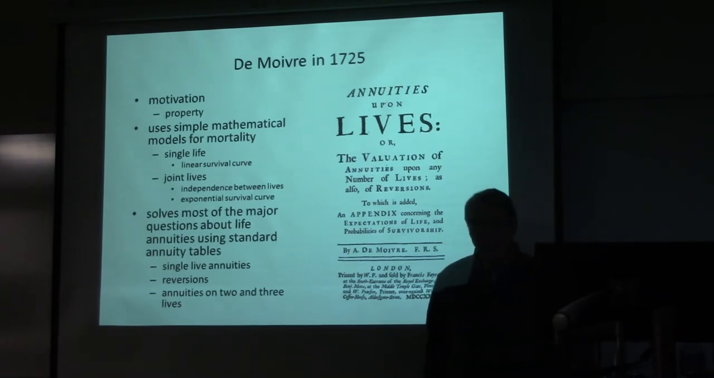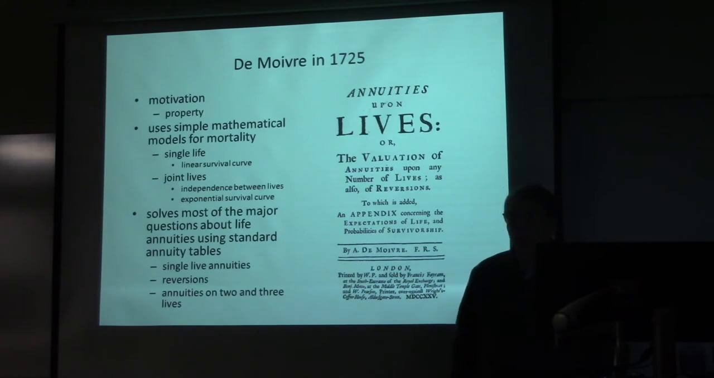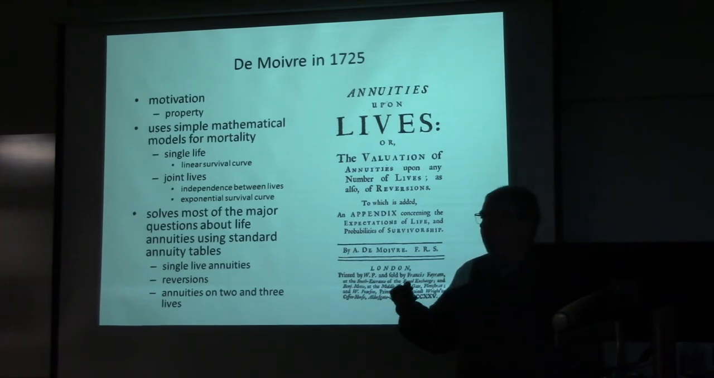I think the motivation was property. It all had to do with the topics covered in the book. He covered single life annuities, but he also covered joint life annuities that would apply to leases for lives. He covered reversions. Again, reversions weren't something that were normally offered in the marketplace.